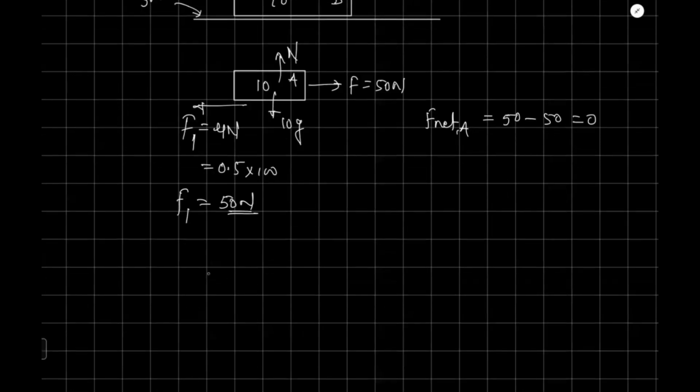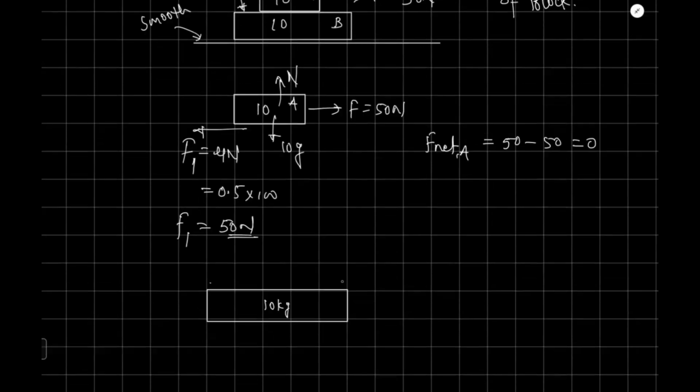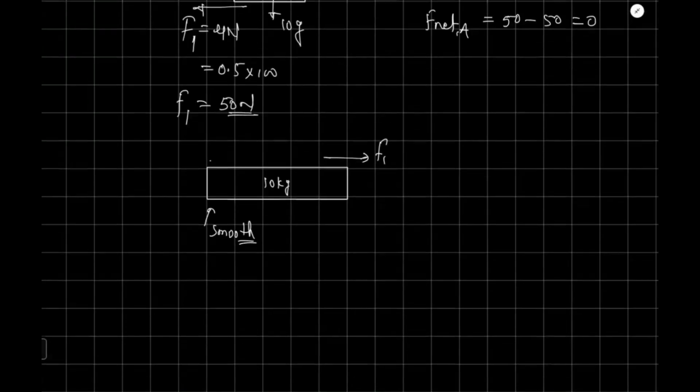Now we will draw the free body diagram of block B. So this is our block B. It also has a mass 10 kg. F1 will act in this direction, and this bottom surface is smooth, so no friction force will be there. Right now, what happened in this block? If you write F1 is equal to M1 into A, you'll get A is equal to F1, that is 50, by 10 kg. So you'll get 5 meter per second square.